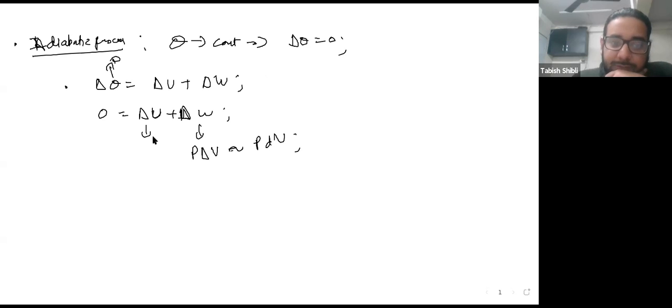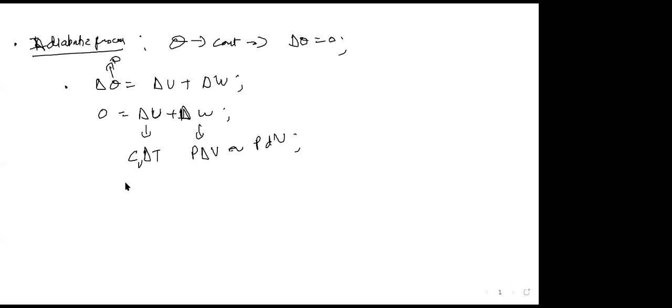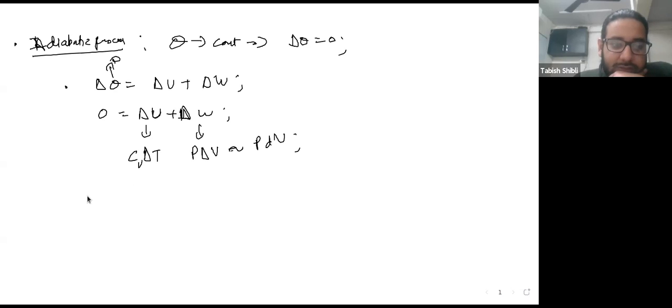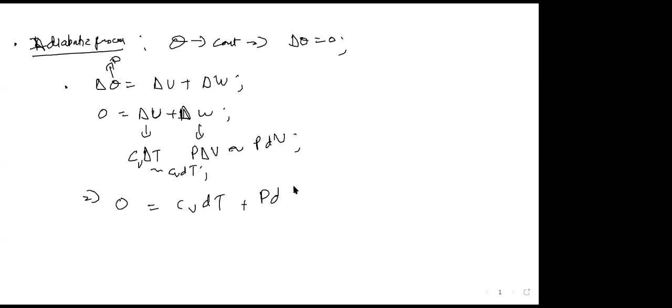So what is delta U? Well, delta U is just Cv delta T, constant volume. So this is all Cv dT. So what do you have? You have 0 is equal to Cv dT plus P dV.